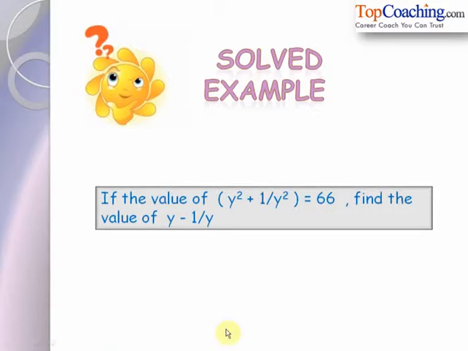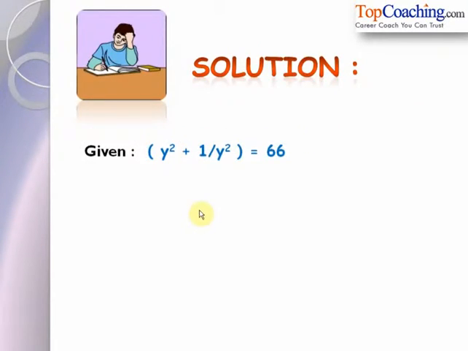Let's try to see one more example. If the value of y² + 1/y² is equal to 66, find the value of y − 1/y. So in this problem, we have been given that the value of y² + 1/y² is equal to 66, and we have to find out the value of y − 1/y. So now given to us is y² + 1/y² equal to 66.